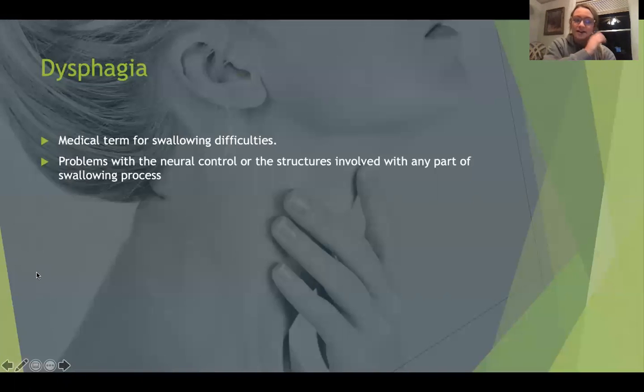The next topic is dysphagia. I had previously never heard of this topic until now, but it's the medical term for difficulty swallowing. This can be caused by issues with the neural controls and structures involved with any part of the swallowing process, like the mouth and esophagus. If you have issues with those, then you can have issues swallowing, and it can cause a lot of problems.